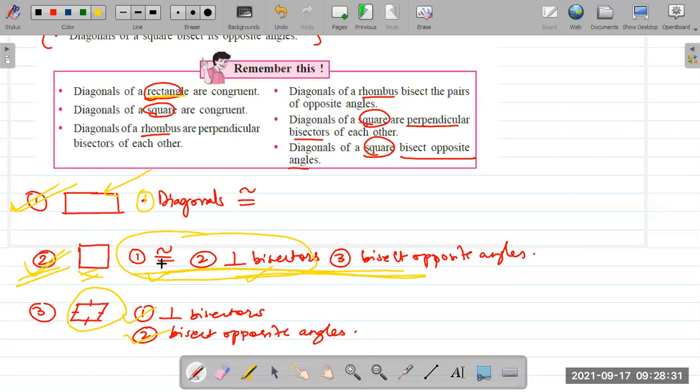Okay, so once again, quickly I'll repeat. For a rectangle, the diagonals are only congruent. For a square, the diagonals are congruent. The diagonals are perpendicular bisectors of each other. Then the diagonals bisect the opposite angles also. Okay. For a rhombus, what can we say? The diagonals are perpendicular bisectors of each other and they bisect the opposite angles. Okay, so with this we can start with the next practice set 5.3.